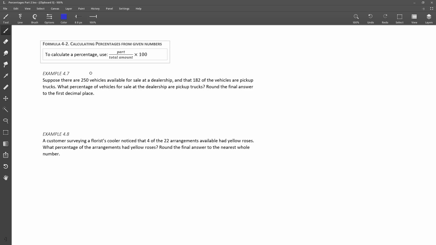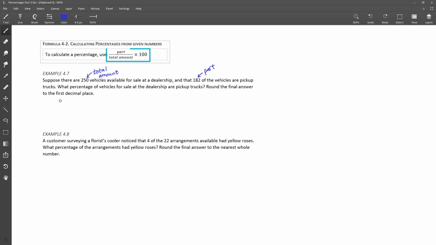So at this dealership, there are 250 vehicles. That is the total amount of vehicles. Out of that 250 vehicles, we have 182 pickup trucks. So that 182 pickup trucks is the part we're interested in because we're being asked what percentage of vehicles for sale at the dealership are pickup trucks.